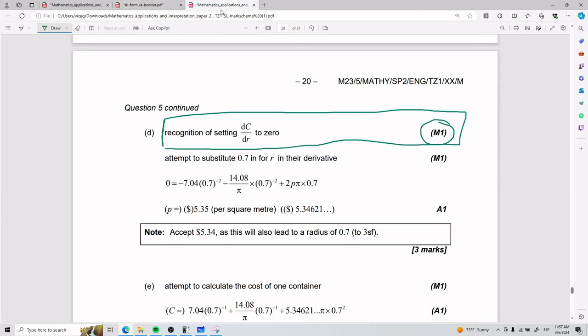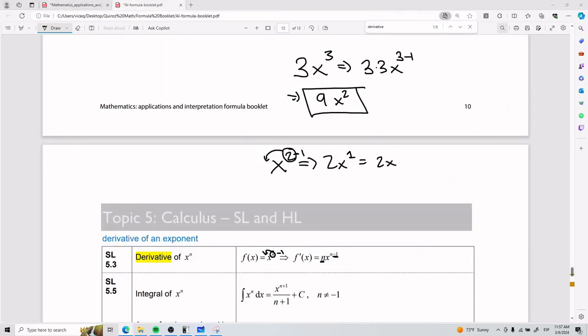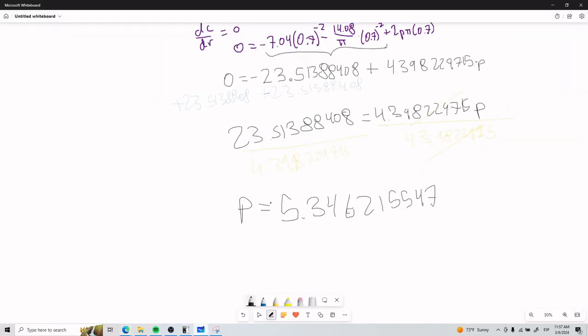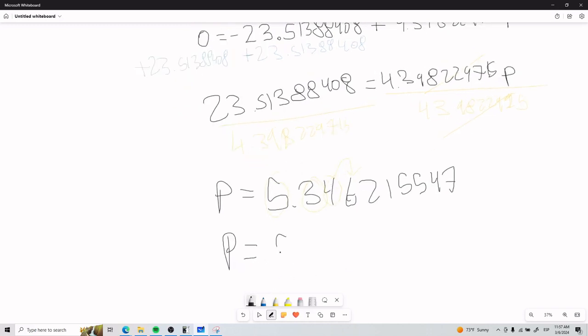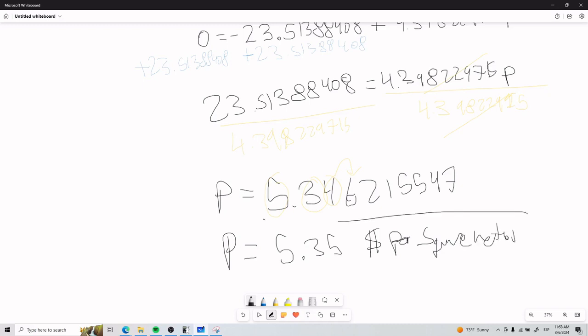Let me just mega double check over here. Oops, that's the formula booklet, wrong one. Let me just mega double check, but it should be right. Yes, it's correct. If you want to put significant figures now, you can count 1, 2, 3. Round it up or down. You round it up because it's a 6. You can leave it as 5.35. Remember your units. Dollars per, what thing? Square meter.